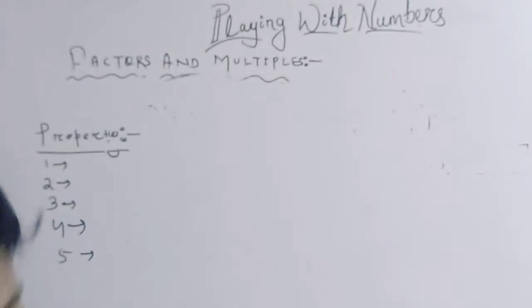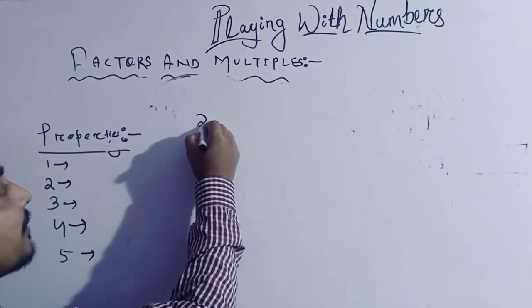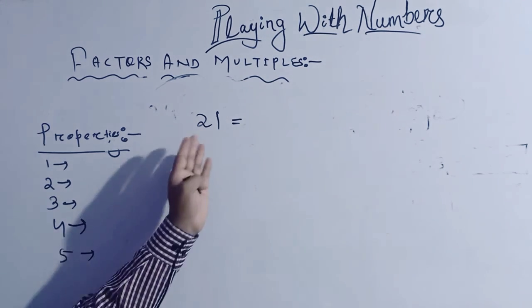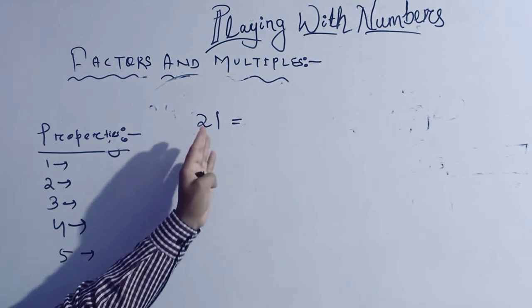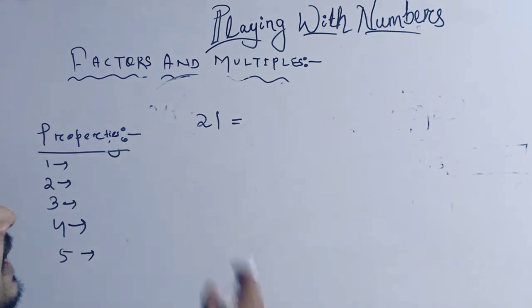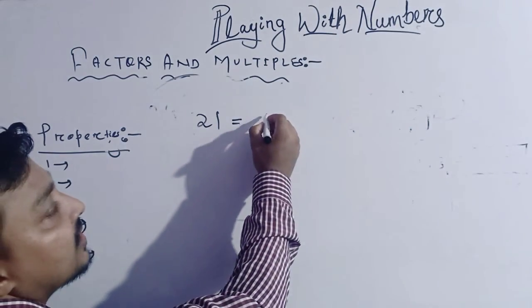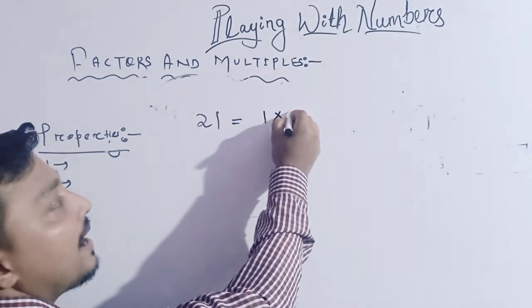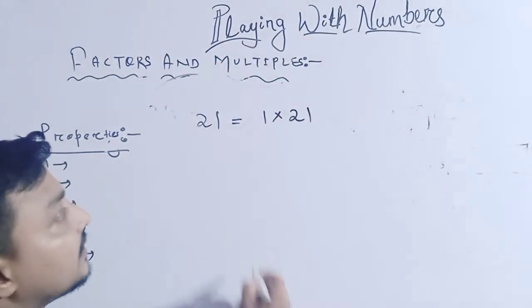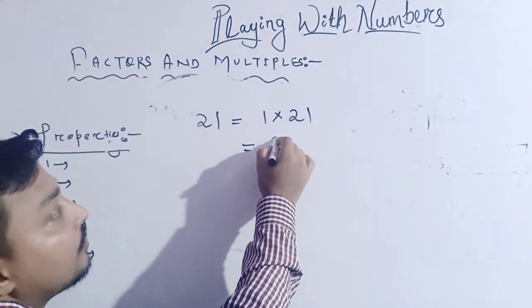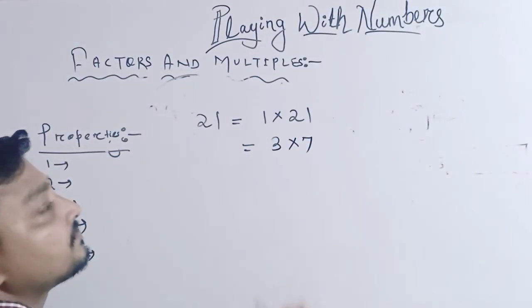See, one question: the number 21. You have to find out the factors of 21. The shortcut is to write 1 into 21. Then 2 into nothing. 3 into 7 is equal to 21.